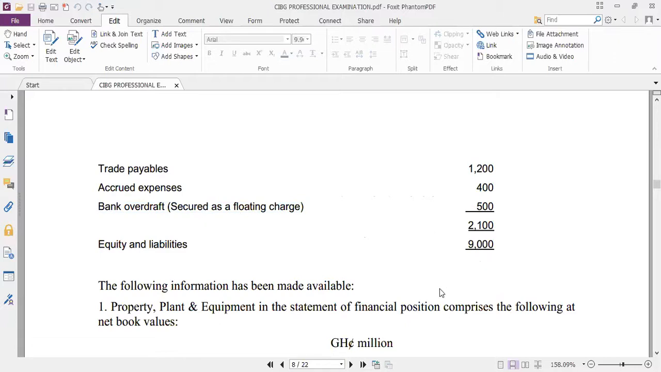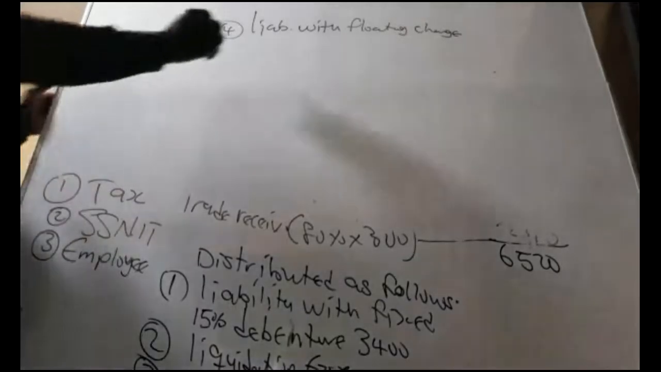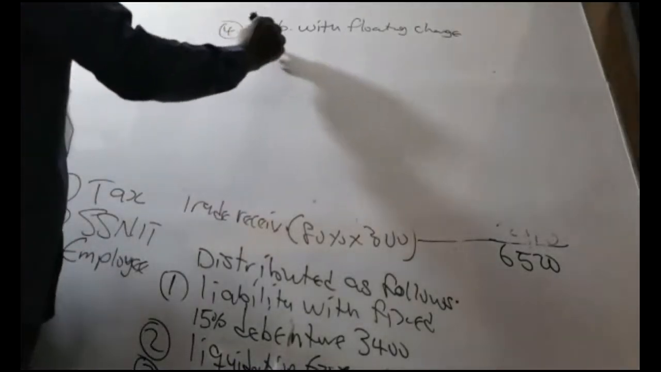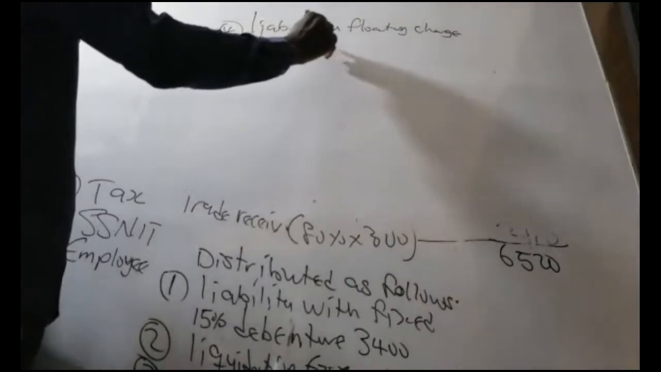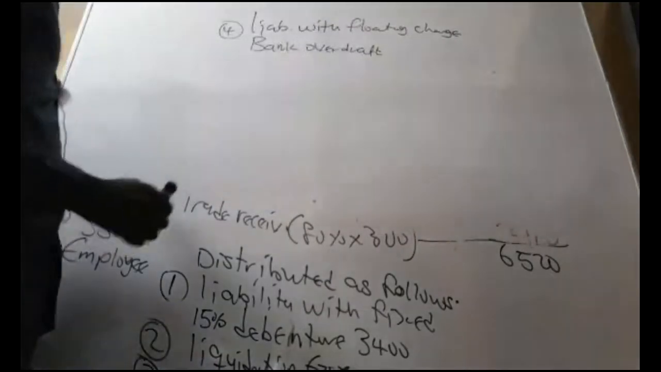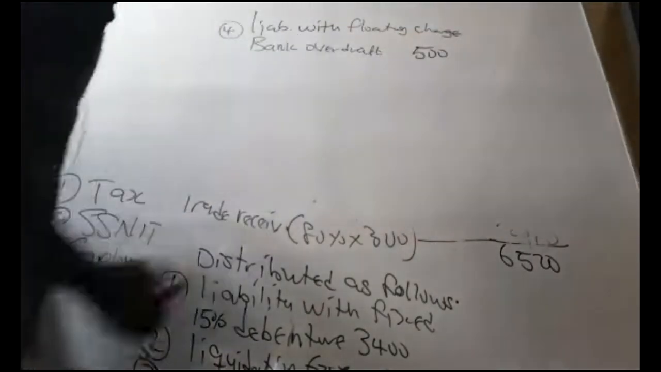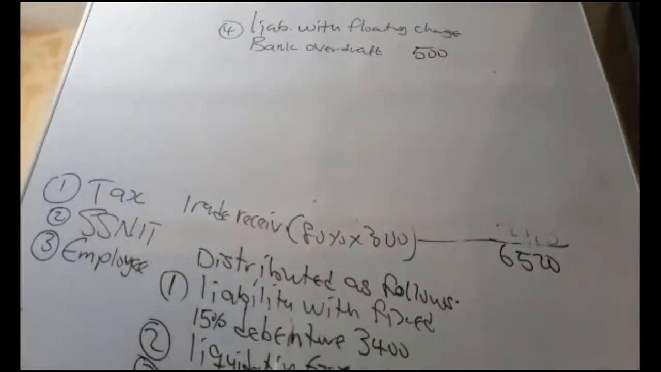Good. So that is it. So bank overdraft 500. Bank overdraft 500. So right here, bank overdraft. So 500, under the second column. Good. So that is it.